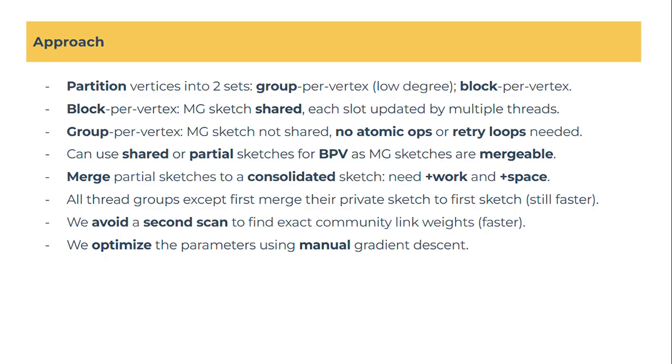We optimize the parameters of this implementation using manual gradient descent. That is, we adjust k and the other different parameters, such as when to consider the degree of a vertex to be high or low. Using manual gradient descent means we adjust each parameter slightly and observe the impact. If it improves performance, we accept the change, and then we change the other parameter. We see if it improves the performance repeatedly until we obtain no further improvement in performance.